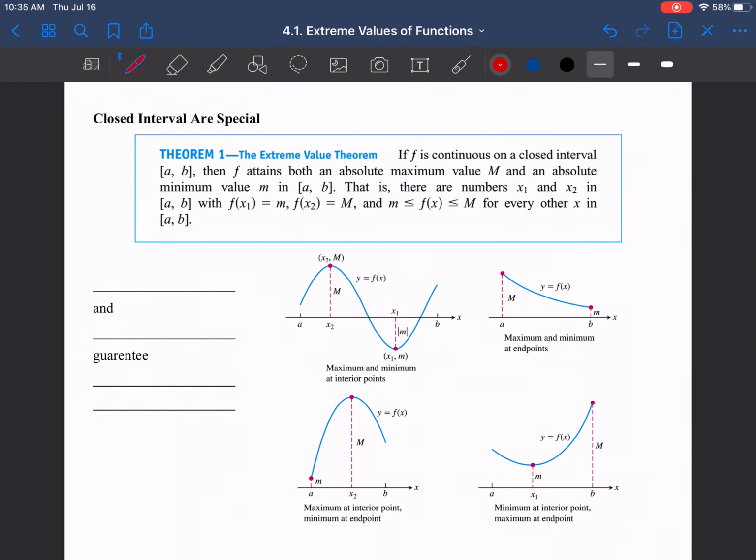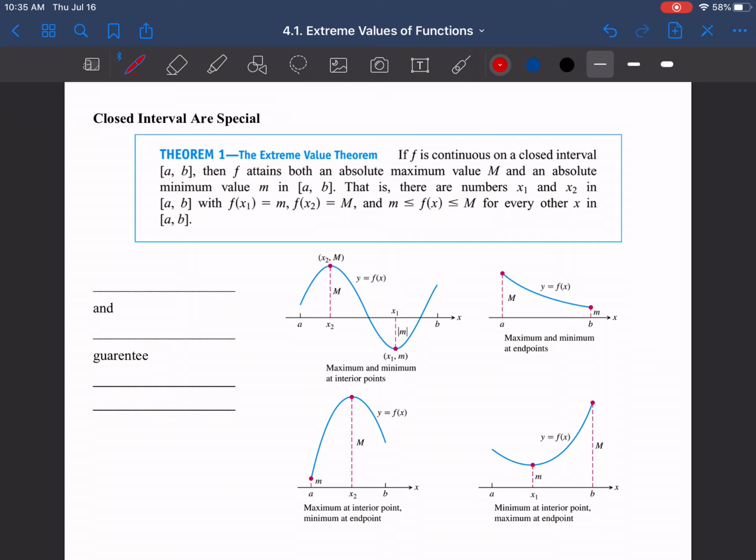All right, next, closed intervals are special. So these aren't open ones that just go on forever and ever. If f is continuous on a closed interval [a, b], then f attains both an absolute maximum value M and an absolute minimum value m in [a, b]. That is, there are numbers x1 and x2 in [a, b] with f(x1) = m, f(x2) = M, and m is less than f(x) is less than M. The minimum is less than all the other points, and the maximum is greater than all the other points for every other x in [a, b].